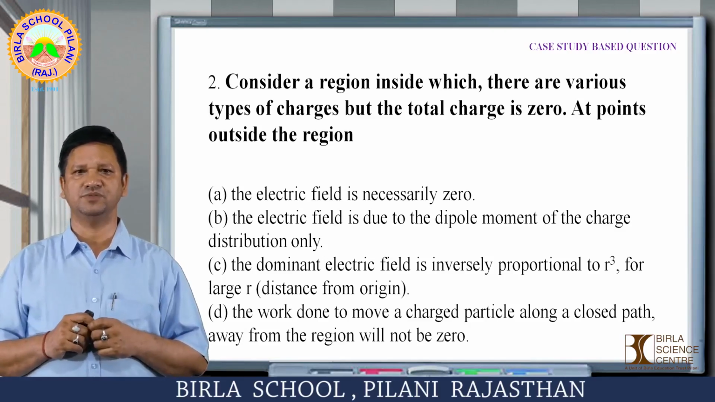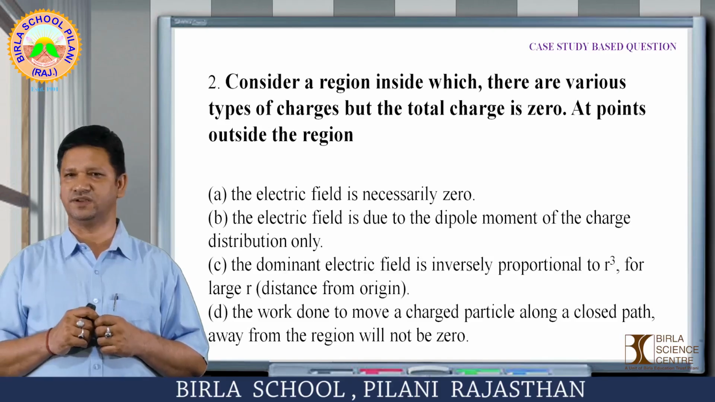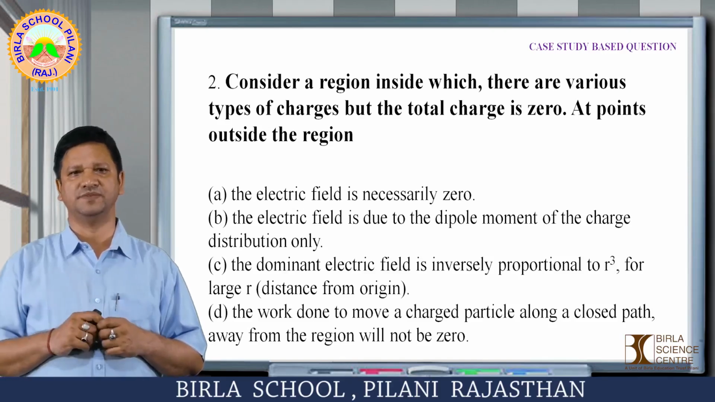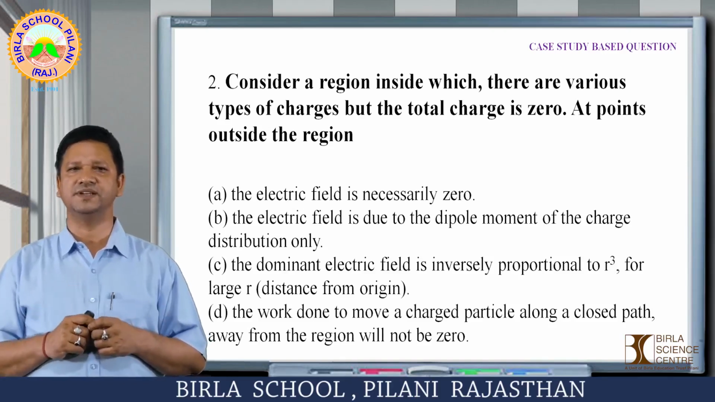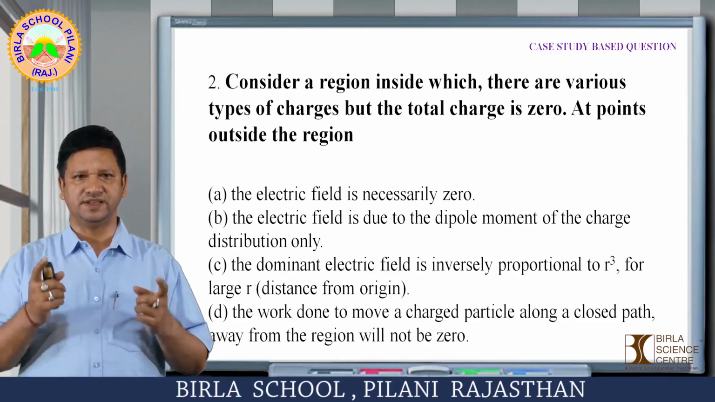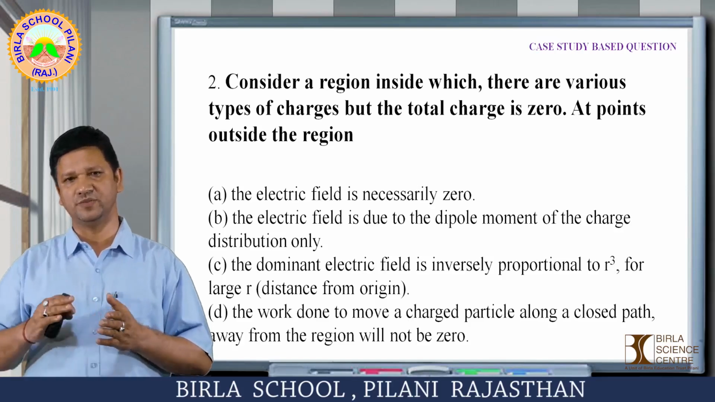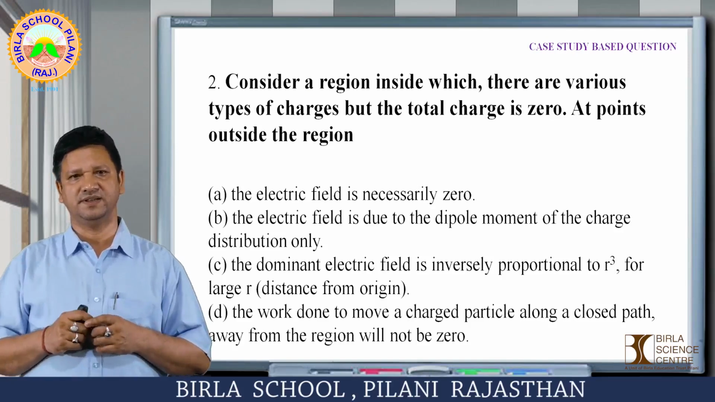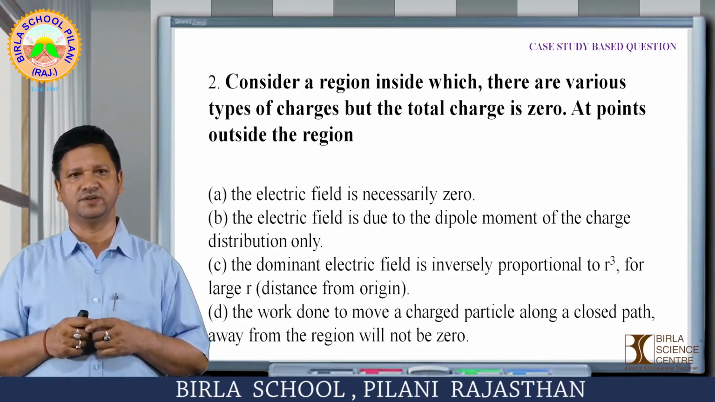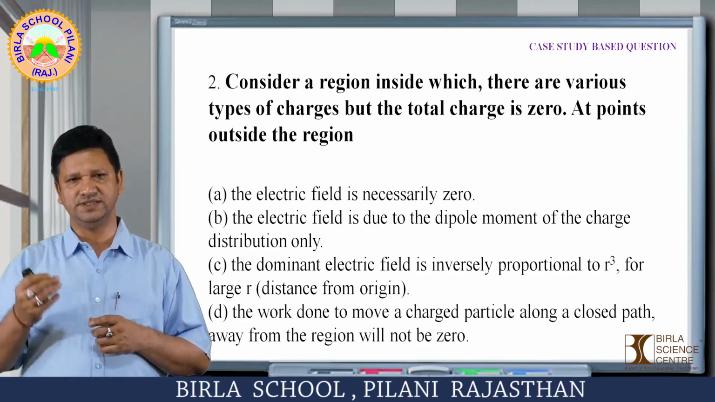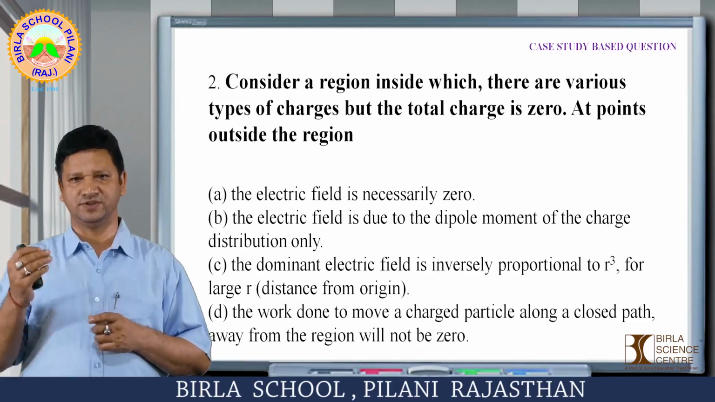The work done to move a charged particle along a closed path away from the region will not be zero. So obviously, when we consider a region, there are various types of charges, but the total charge is zero. So when we come to the property of the electric field, we come to this important conclusion that all these except one are not applicable.